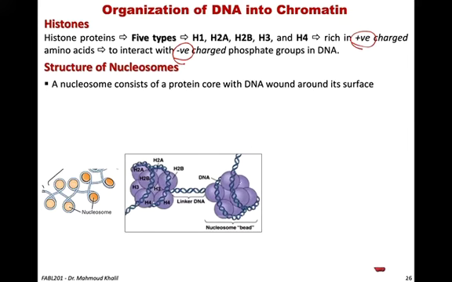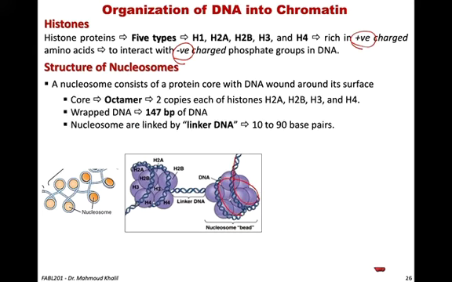So you can see here the structure of the nucleosome. The DNA is wrapped around this core histone, and this core histone is an octamer, 1, 2, 3, 4, 5, 6, 7, 8. The octamer is 2 copies of each of these histones. Around 147 base pairs are wrapped around the histones, while the linker DNA, the region connecting each nucleosome, is around 10 to 90 base pairs.